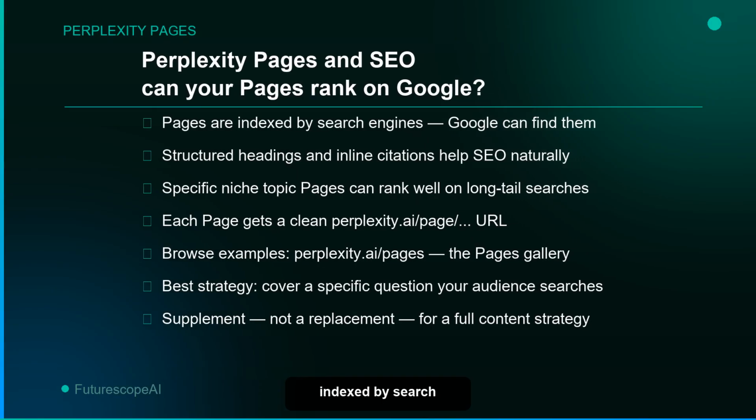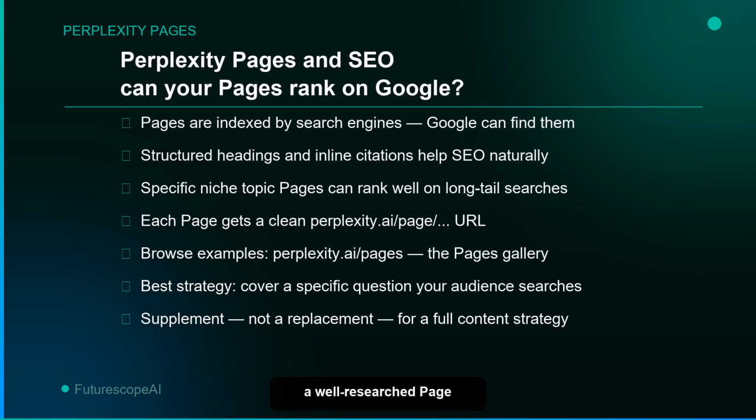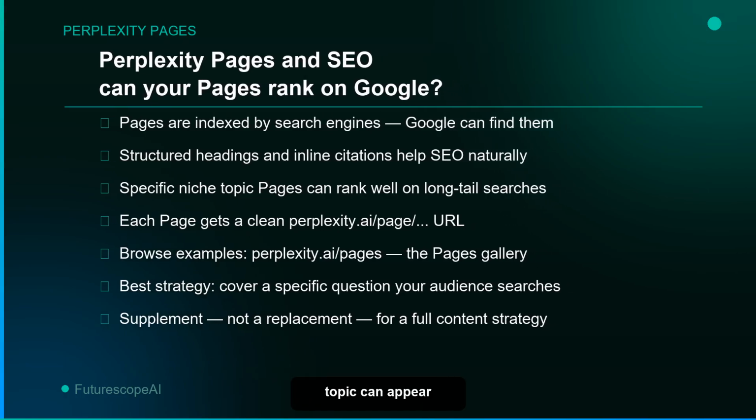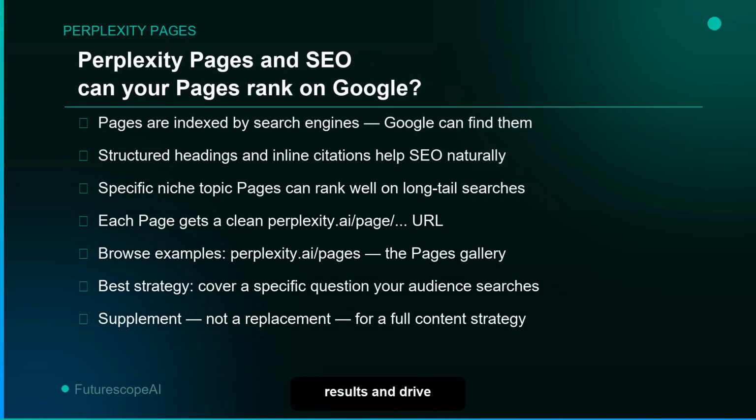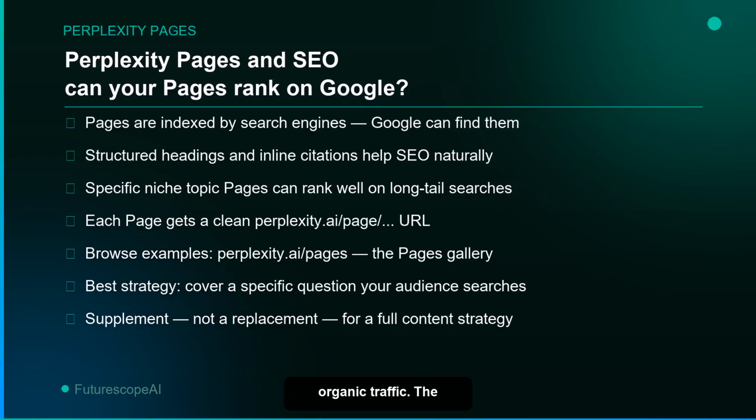Perplexity pages are indexed by search engines. This means a well-researched page on a specific topic can appear in Google search results and drive organic traffic. The structured headings and inline citations are naturally good for SEO. Each page gets a clean perplexity.ai/page URL. For content creators and businesses, this adds a genuine distribution dimension to the tool beyond just sharing links internally.